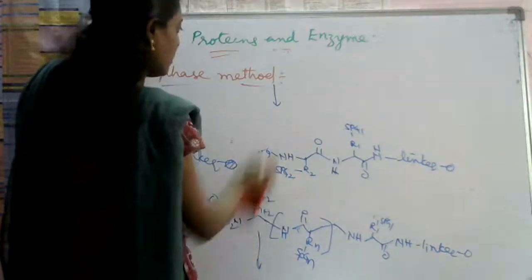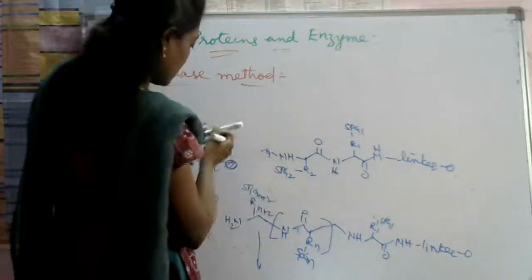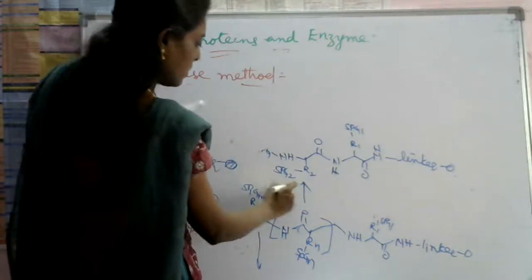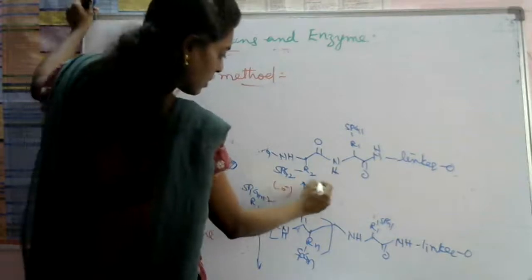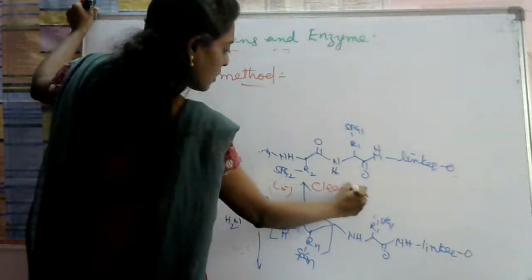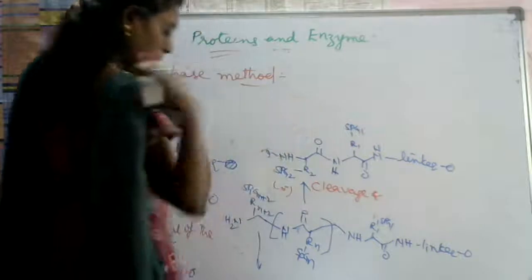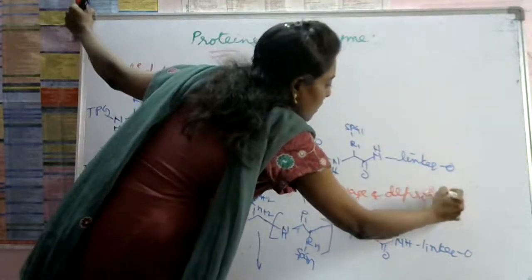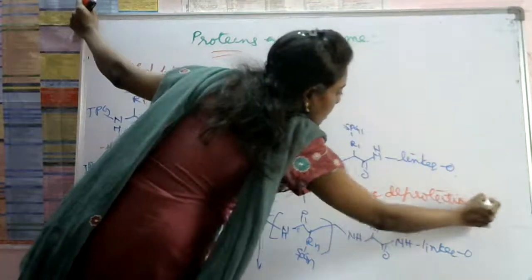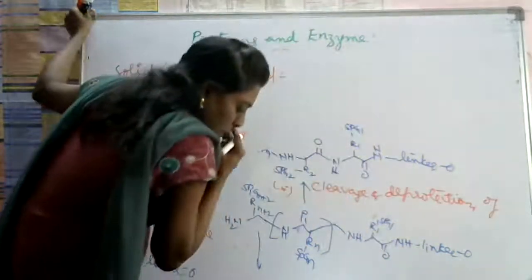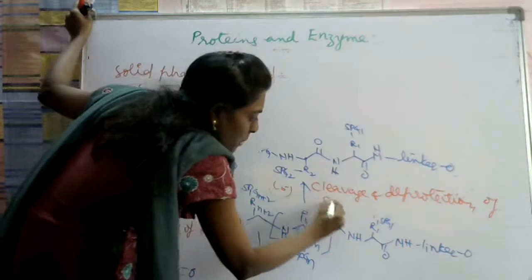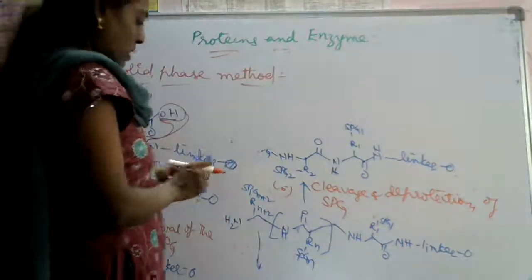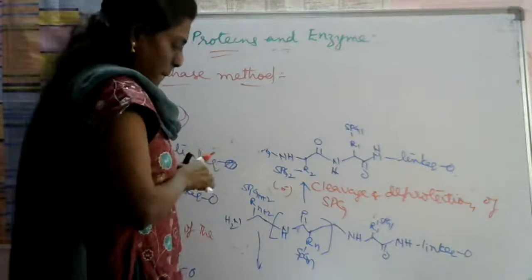This is the step. So next, fifth step. What is the fifth step? Cleavage and deprotection of this SPG1, the semi-permanent group. I want to write semi-permanent group. Then we'll get back this one.